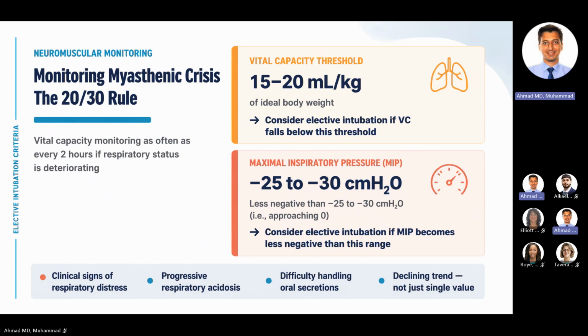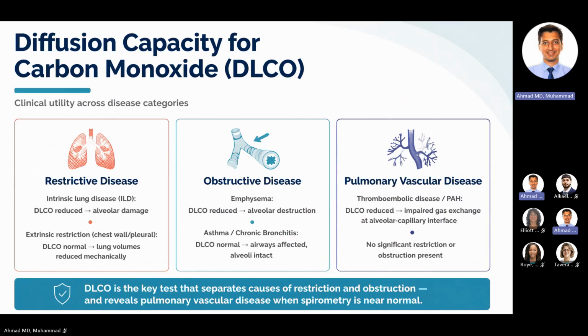In monitoring myasthenia crisis, the 20-30 rule: 20 ml per kilogram in the forced vital capacity, if it falls below the threshold, is an indication for elective intubation. On the maximum inspiratory pressure, anything less than minus 25 to minus 30 should be considered for elective intubation.